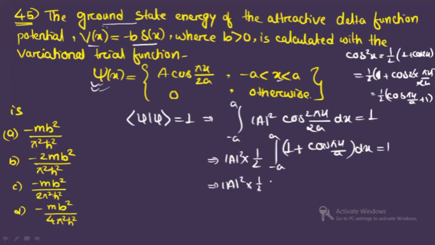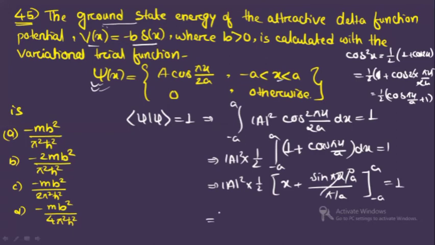You have to just do the integration, right? So for doing this integration, what you will do? Minus a to plus a. So this is the integration of 1 dx, it is only x, plus this will give you sine pi x by a divided by pi by a. It is minus a to plus a. So when you put plus a or minus a, it will give you sine n pi, right? Sine n pi is equal to 0. So this entire term will give you 0.